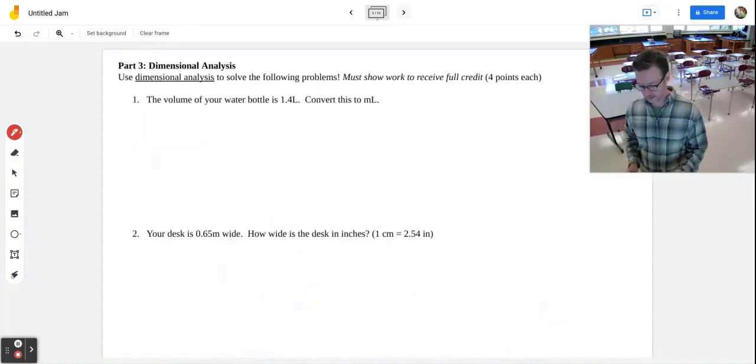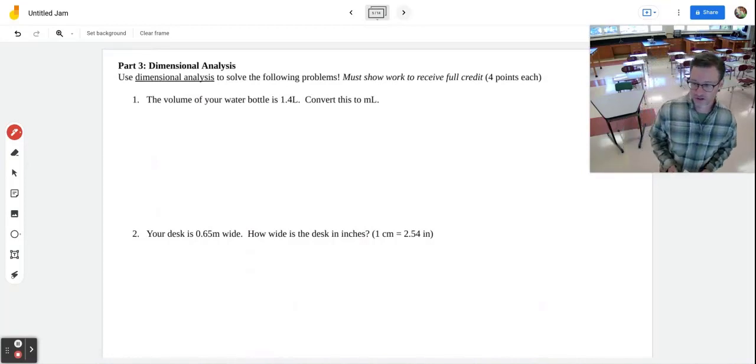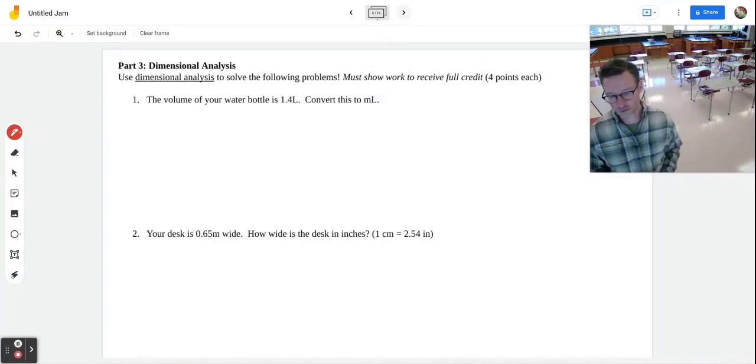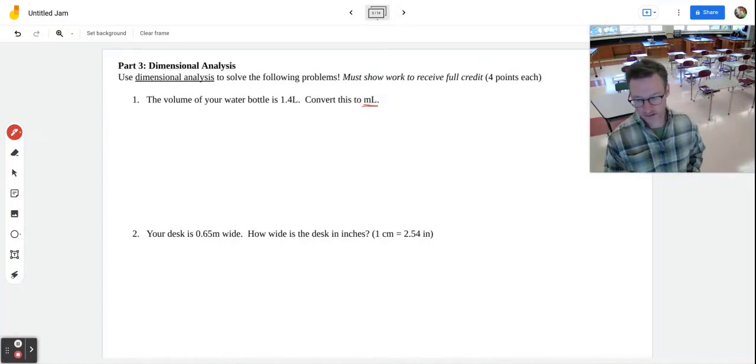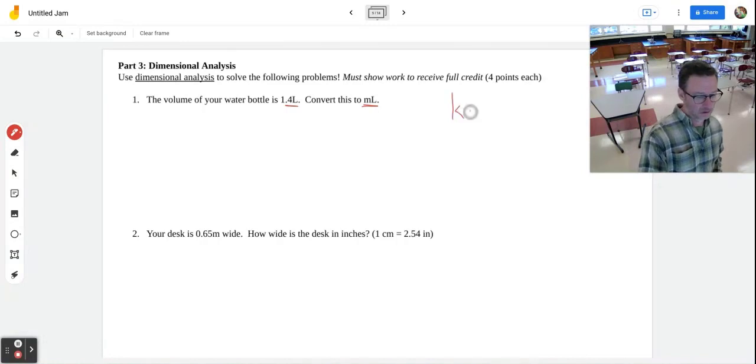Conversions, dimensional analysis, which is just a fancy way of saying conversions. So the first thing you need to know is the volume of a water bottle is 1.4 liters. What would that be in ml, milliliters? So here are the things you need to know. You need to know the metric prefixes kilo, centi, and milli.